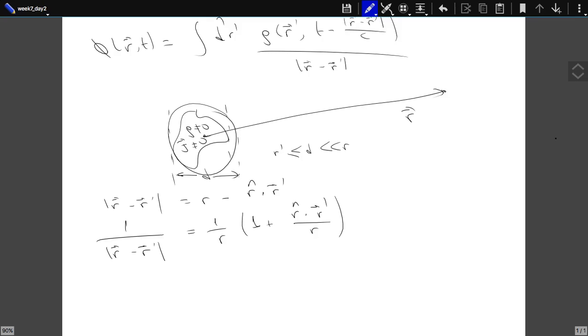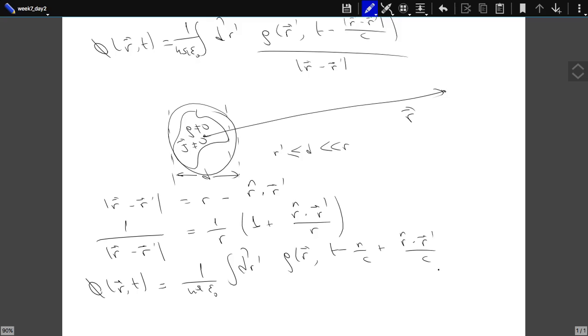Now, within this approximation, phi of r and t becomes, here I also have the 1 over 4 pi epsilon 0. This is 1 over 4 pi epsilon 0, d cubed r prime, rho of r prime, t minus r over c plus r hat dot r prime over c, divided by r times (1 plus r hat dot r prime over r). Plus, there are other corrections.